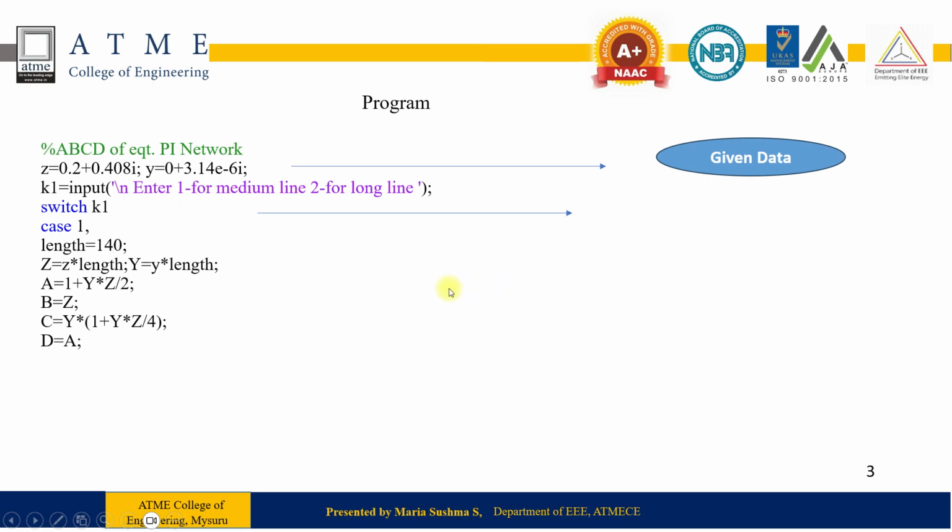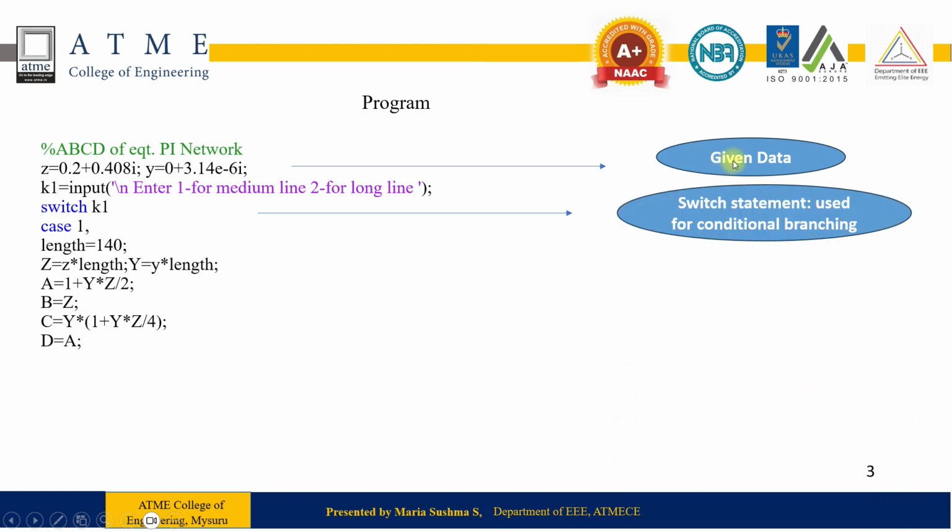So let us analyze the logic of the program. First, we have to declare the given data, the input variables. So first, we have to identify the given data and write the given data. Then we are going with the first switching statement to choose the type of transmission line, one for medium and two for long.